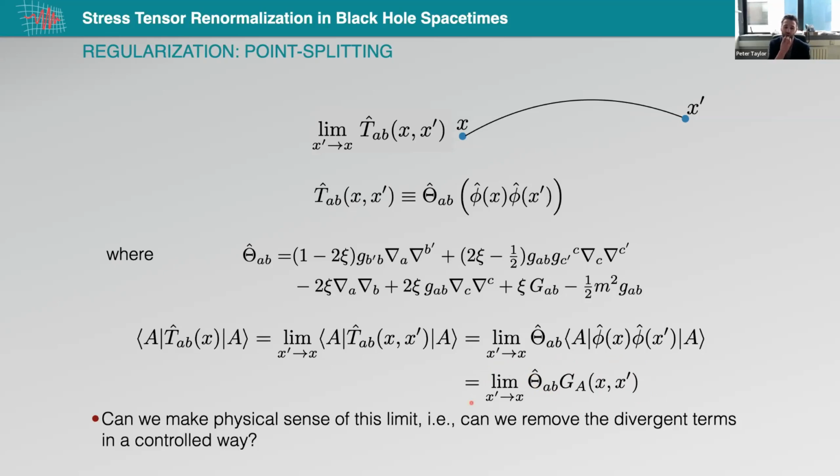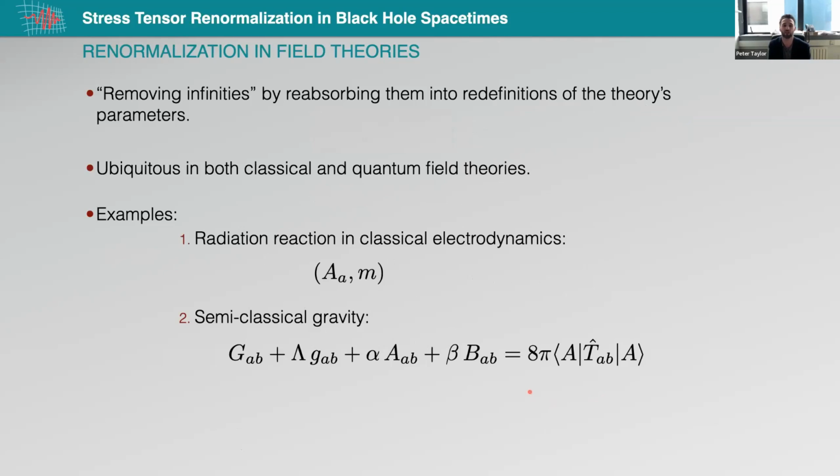So the question becomes, can we actually make physical sense of this coincidence limit? By that, what I really mean is, can we remove the divergent terms in a controlled way, or in a renormalizable way, if you like? Can we reabsorb those infinities into some other quantities in the theory? That process of renormalizing these infinities, or reabsorbing them into other quantities in the theory, is what we call renormalization. Now, that's not a particularly quantum idea. That idea of removing infinities and reabsorbing them into redefinitions of the theory's parameters is completely ubiquitous in both classical and quantum field theories.